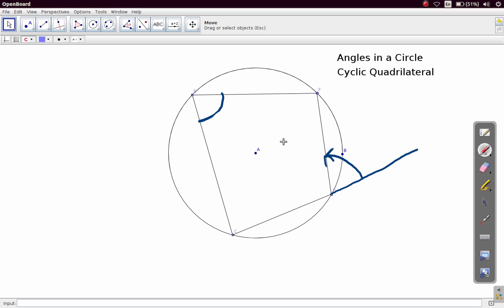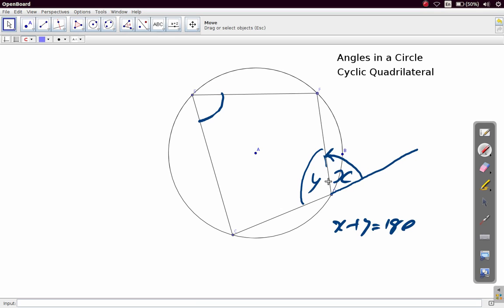Let me see something here. If you continue this angle all the way around, it would be 180 degrees, right? So if you call this angle X, and call this angle Y, X plus Y would give you 180 degrees, right?